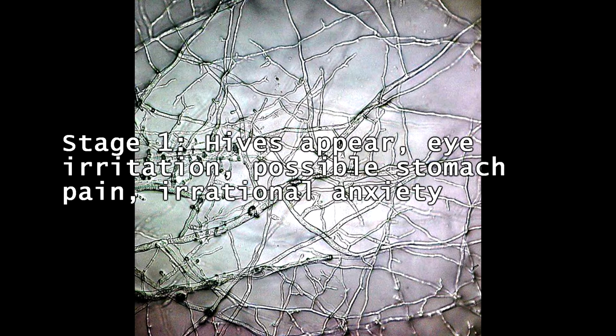Stage 1 occurs around 5 to 24 hours after initial infection. Individual hives will begin to form on the body. Eye irritation will occur, becoming more severe as time goes on. Severe stomach pain may begin at this stage, and the infected will become anxious.